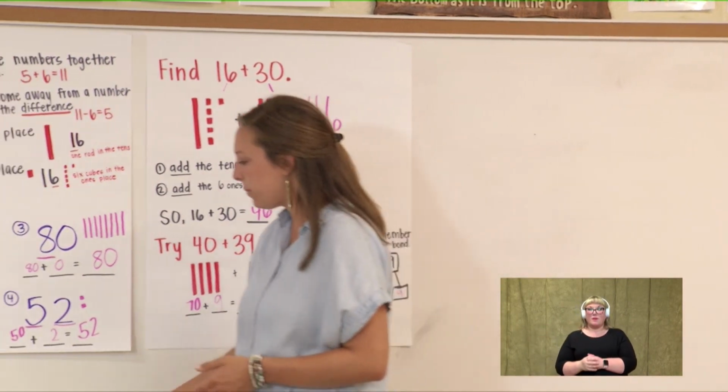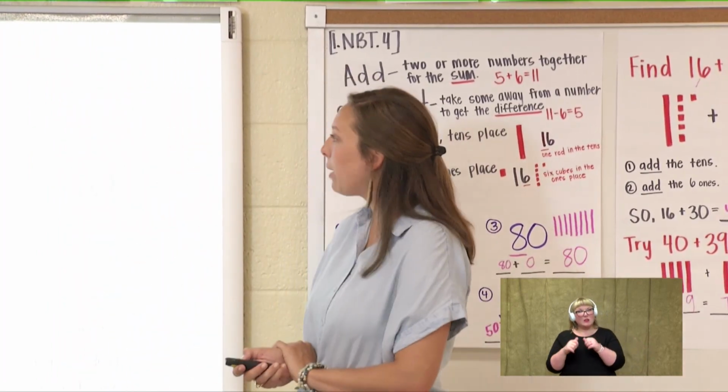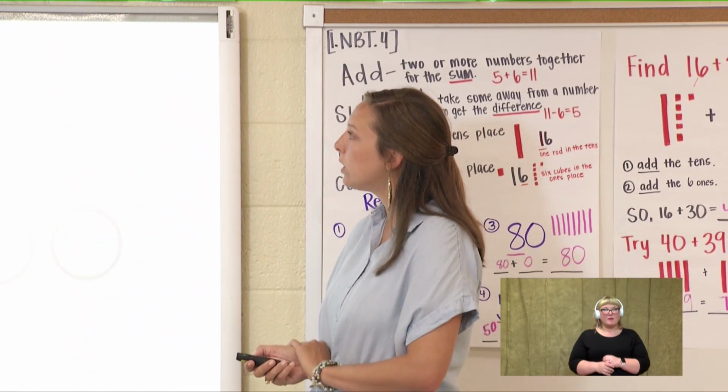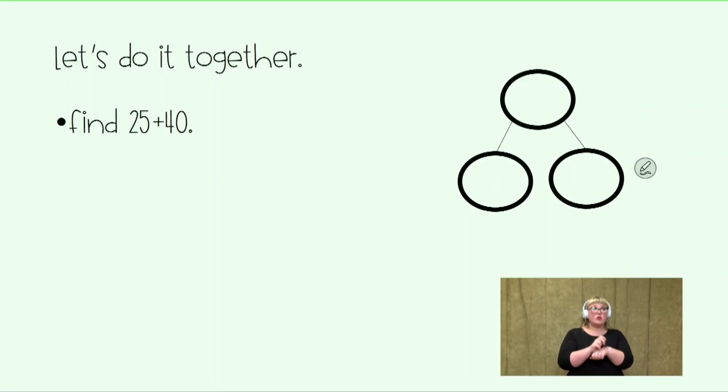Let's look over here. We're still adding by place value. Let's do this one together. You can use any strategy you would like, drawing your rods and your tens, or the number bond. So it says find 25 plus 40. I'm going to start with the rods and cubes.